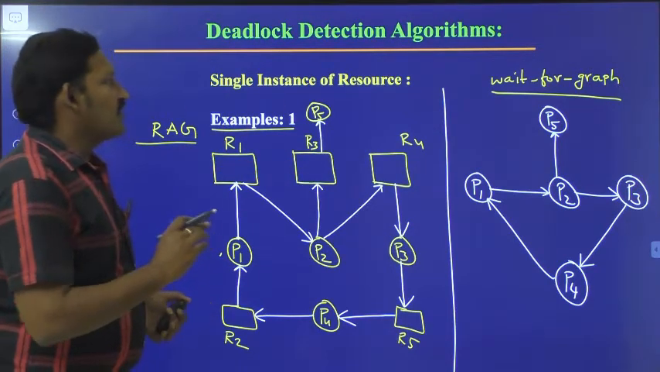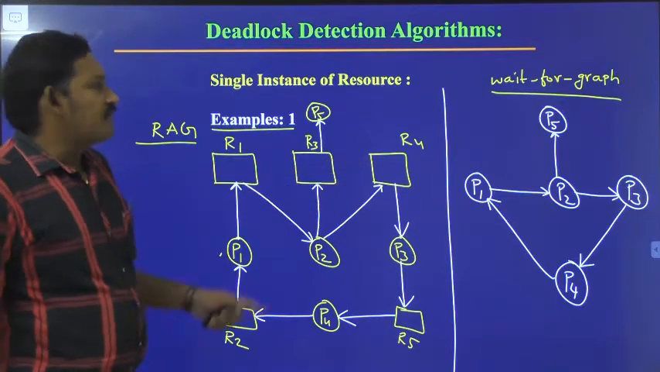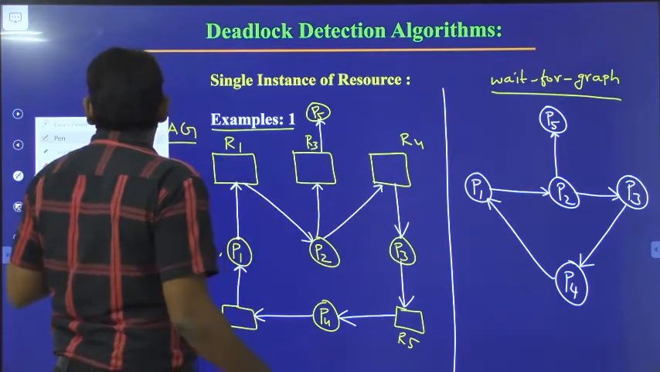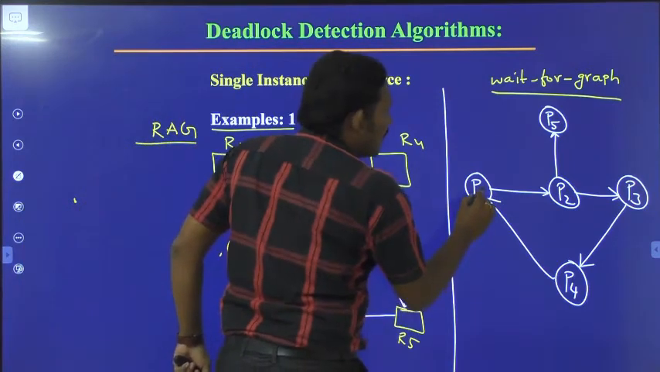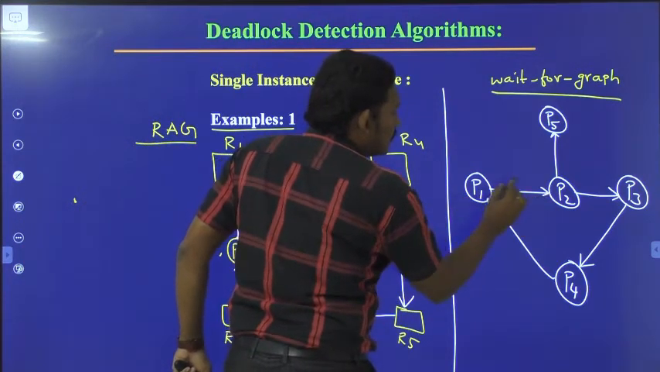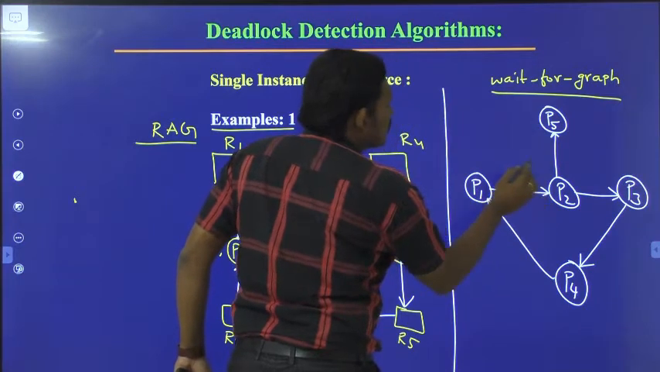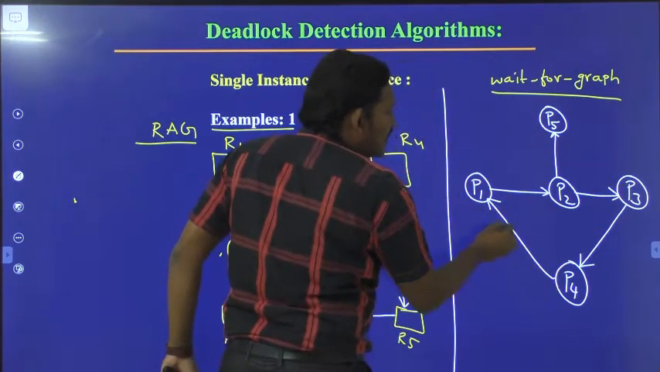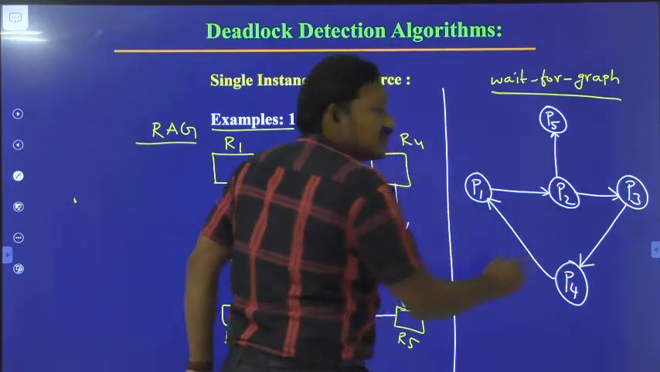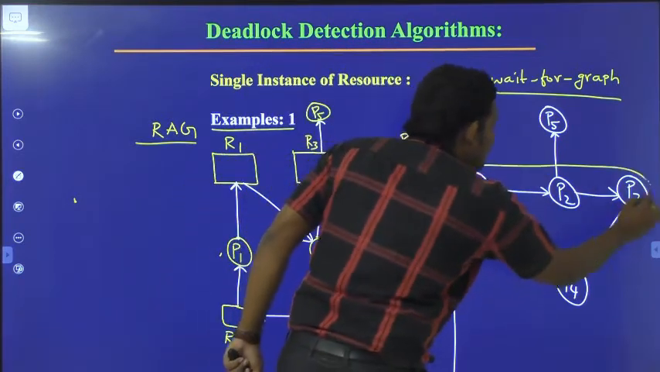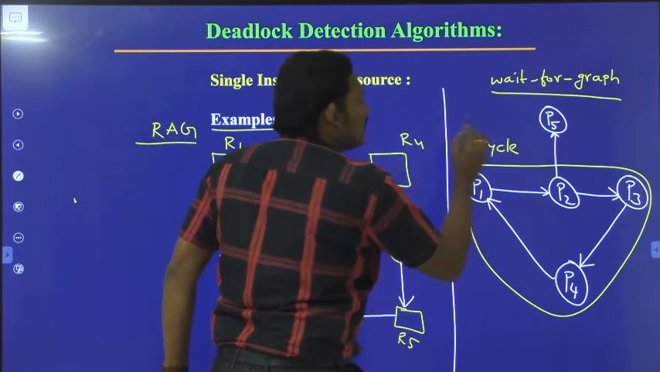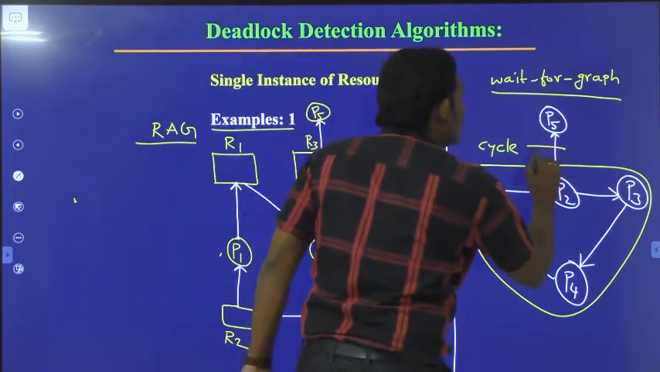Okay. Now what we have to do, after constructing the wait for graph, is check whether there is any cycle. So if you observe here, P1 is waiting for P2, P2 is waiting for P3, P3 is waiting for P4, P4 is waiting for P1. So a cycle is formed. So it leads to deadlock.